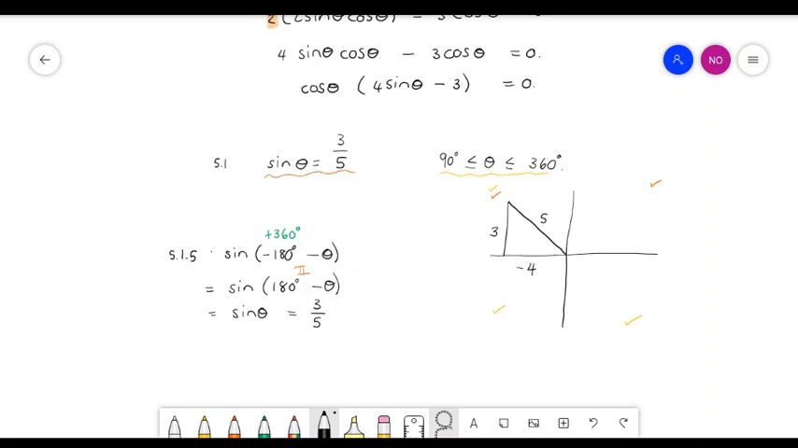I'm not even reading it off the sketch. That is the value that was given.